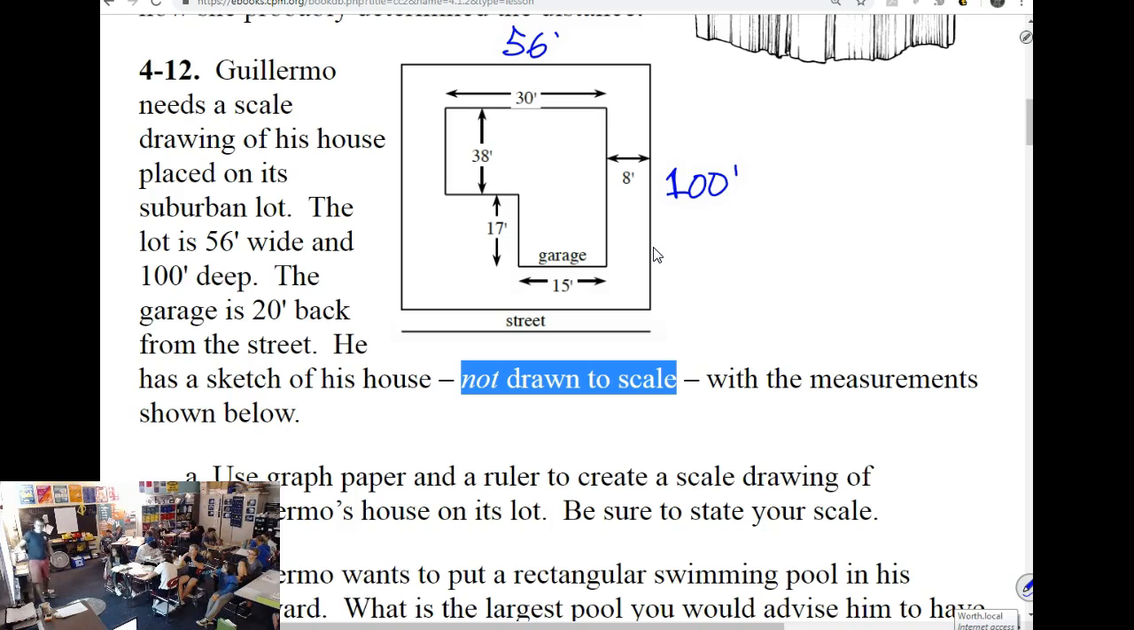And the garage is 20 feet back from the street, so there's like 5 feet in here. Or, sorry, I put that in the wrong place. This, sorry, is 20. And this is 8, right? So right over here is 8 as well.